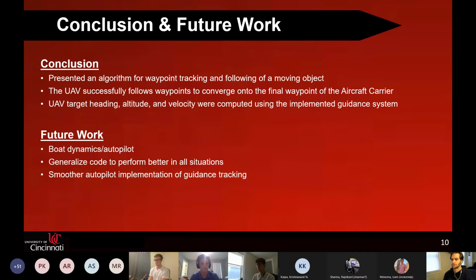So you can see that the turning and the waypoint tracking actually was pretty smooth in those cases. But as you get the waypoints maybe closer together, if the aircraft carrier is moving slower, a UAV cannot make a sharp 90-degree left and right turn. So you get some very rigid turns and some awkward, not realistic UAV implementations. So we'd like to maybe make a smoother autopilot implementation with our guidance tracking system.